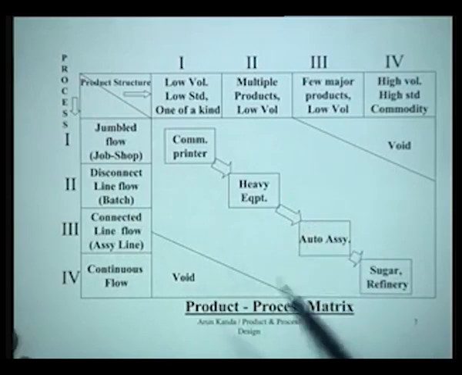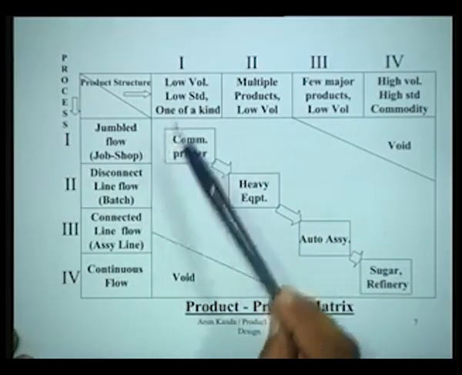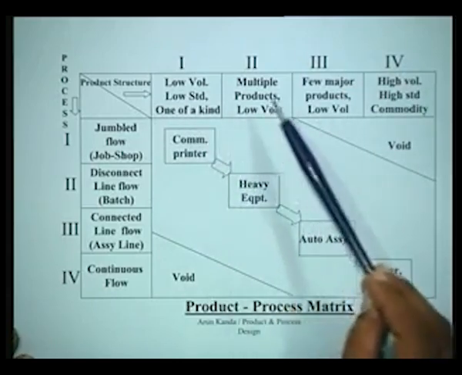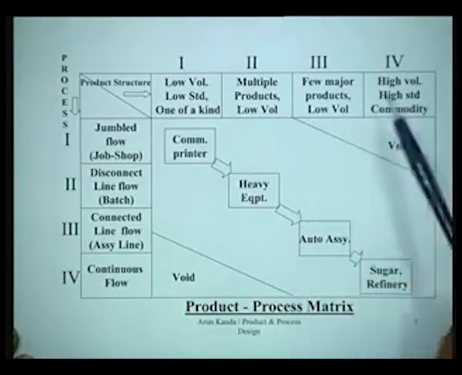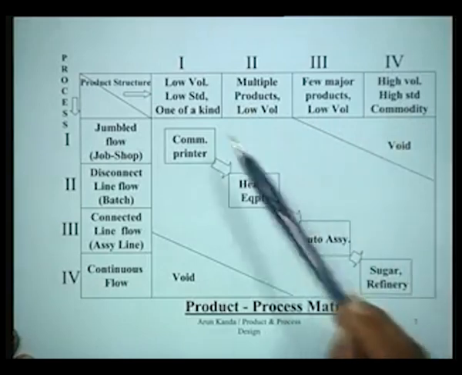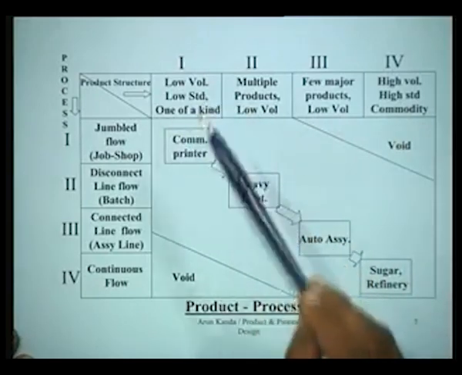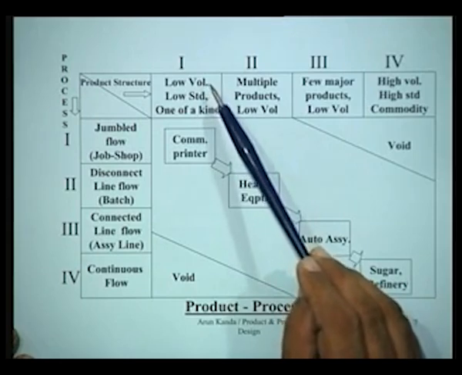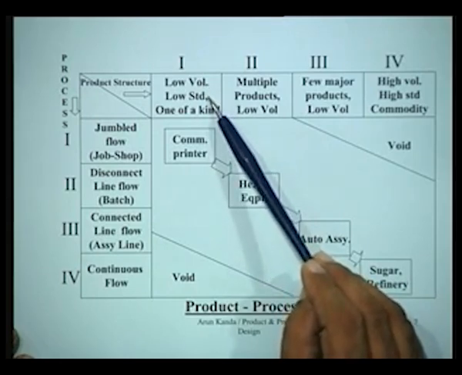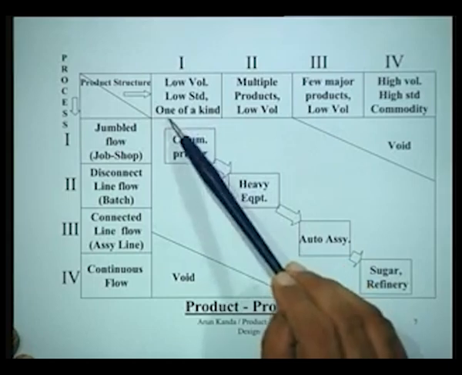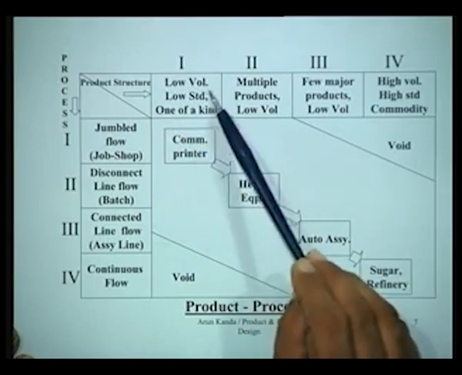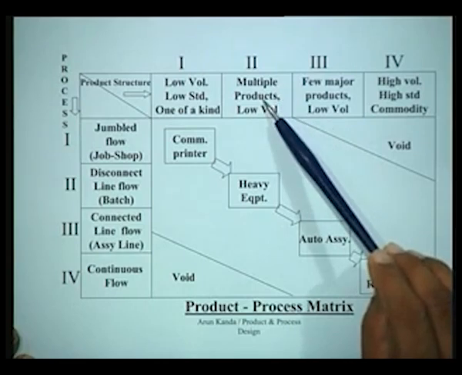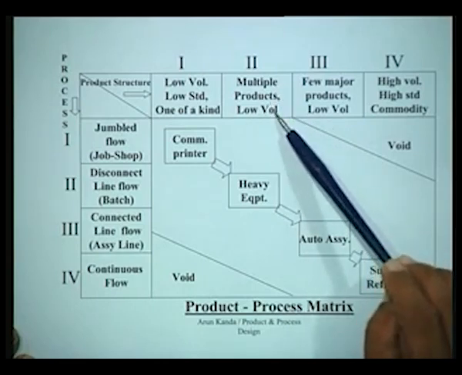Now, this particular matrix, similarly on this side we have the 4 stages of the product structure as it goes through its life cycle. What happens is, what are the typical characteristics here? We have summarized them here. At the first stage we have low volume, low degree of standardization, and one of a kind of product which we are trying to make. Then we have multiple products, low volume in the second stage.